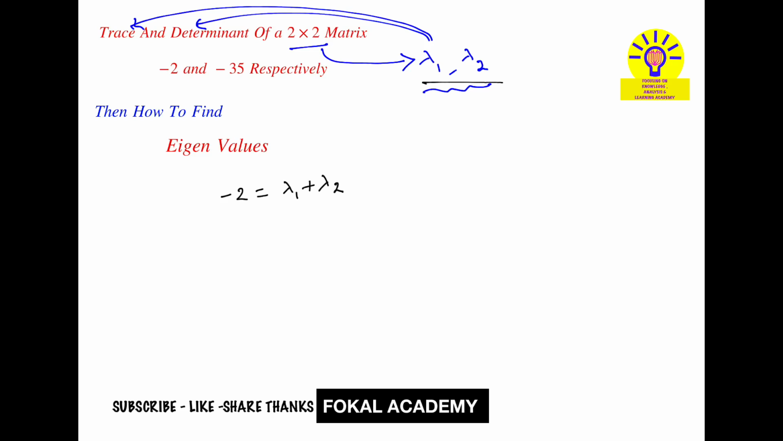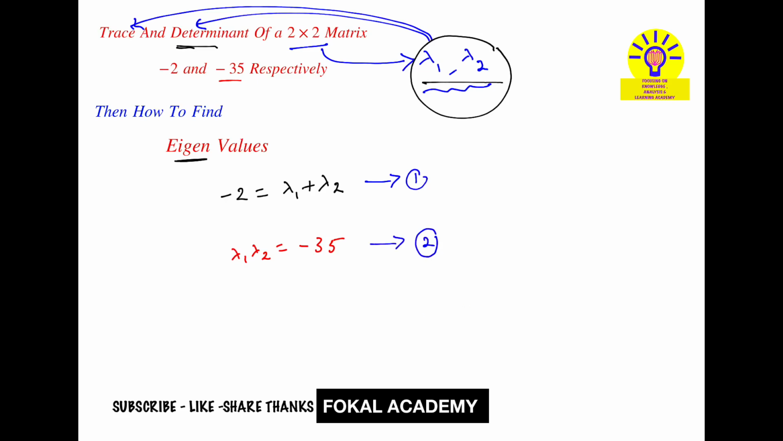When you come to the determinant and the eigenvalues, the relation is that the product of the eigenvalues is always equal to the determinant of that matrix. So lambda 1 into lambda 2 always gives the determinant of the given matrix, which is given as -35. Now let's consider this as equation 1 and this as equation 2.